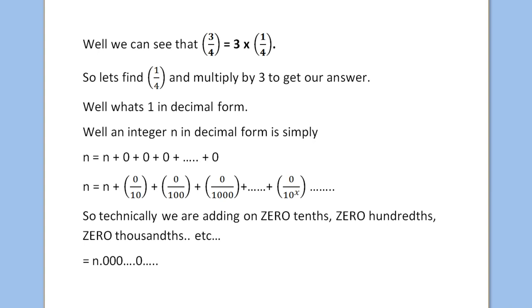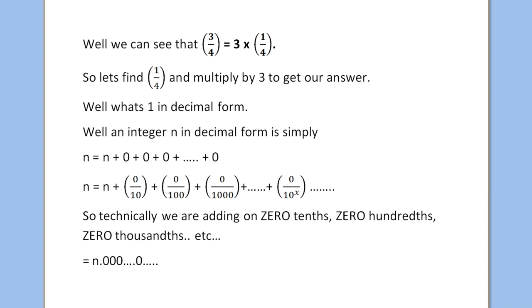So if you break it down into the individual components, n equals n plus 0/10 plus 0/100 plus 0/1000 plus 0 over 10 to the power of x, where x is any integer from 1 to infinity. So technically we're adding on 0/10, 0/100, 0/1000, etc. We're adding on 0. But we need to do that so that we can understand it to write it in decimal form.